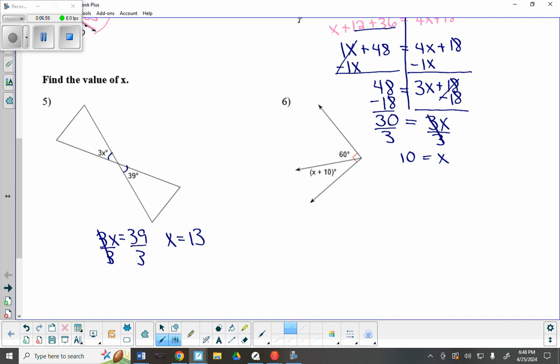The next set of angles, when we look at those angles, we see that they add up to 90, and the term for that would be complementary. They are complementary because their sum is 90. So to write an equation, we can say x plus 10 plus 60 is equal to 90.